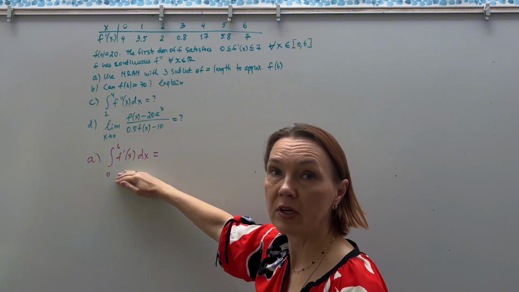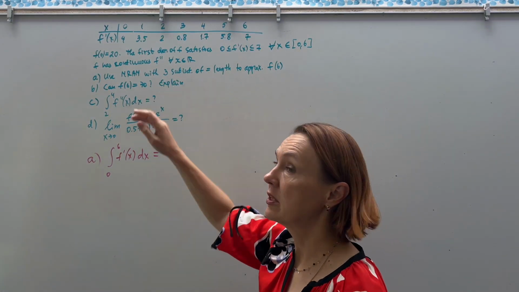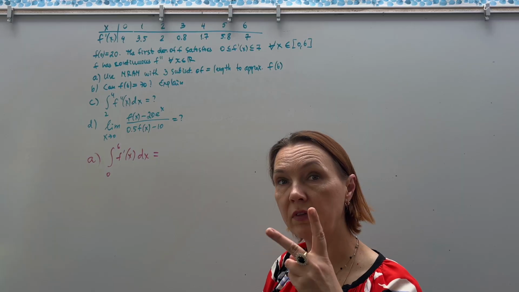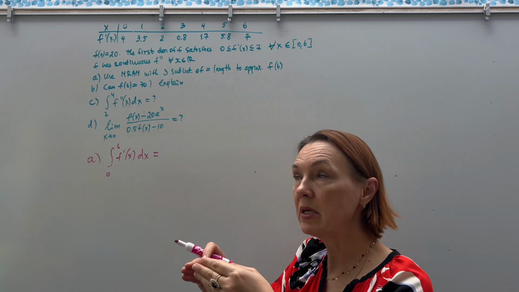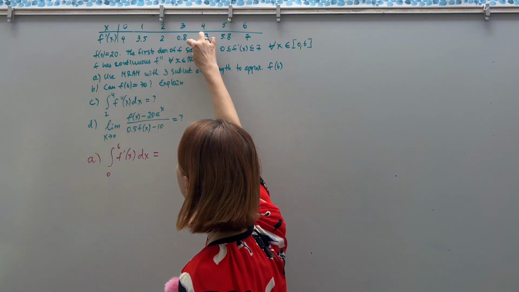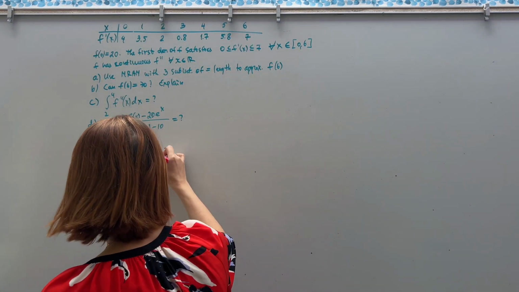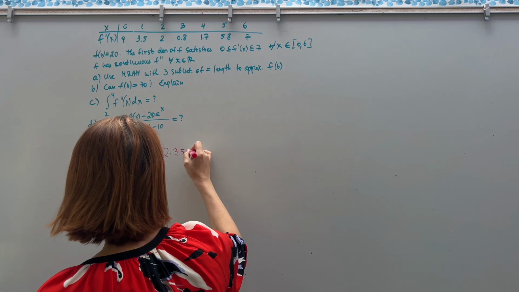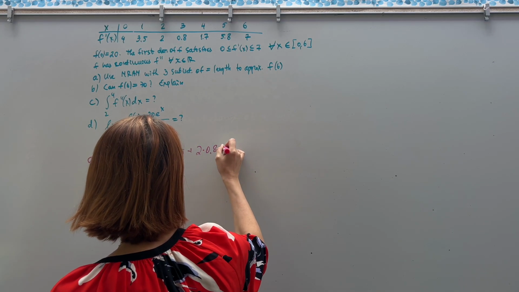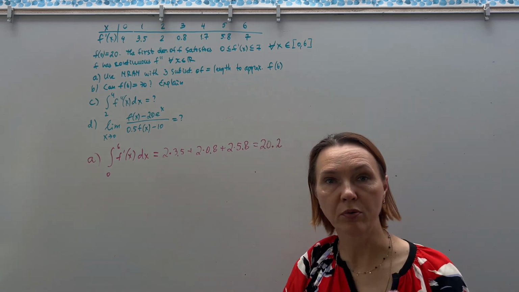We will evaluate the integral from 0 to 6 of f prime of x dx. We have 3 subintervals, so each subinterval has length 2, but we're looking into the midpoint sum, so we're looking at the middle of each subinterval: 3.5, 0.8, and 5.8. Those are the middles of our intervals. So 2 times 3.5 plus 2 times 0.8 plus 2 times 5.8. That's going to be 20.2.